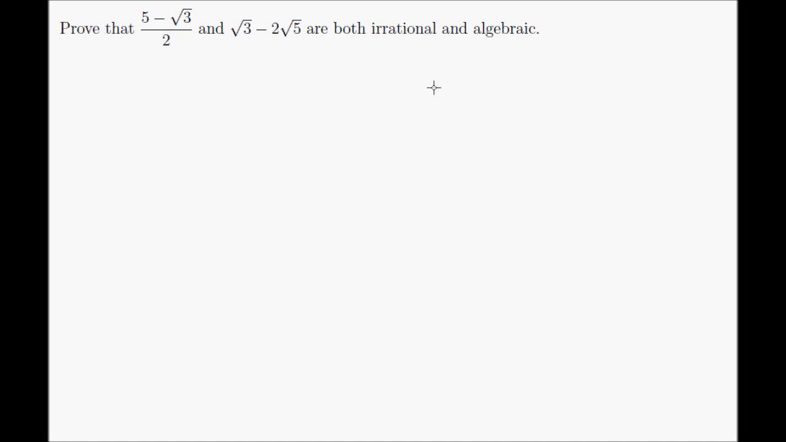Let's prove that 5 minus square root of 3 over 2 is both irrational and algebraic. And then I'll repeat for this second number, square root of 3 minus 2 square root of 5.